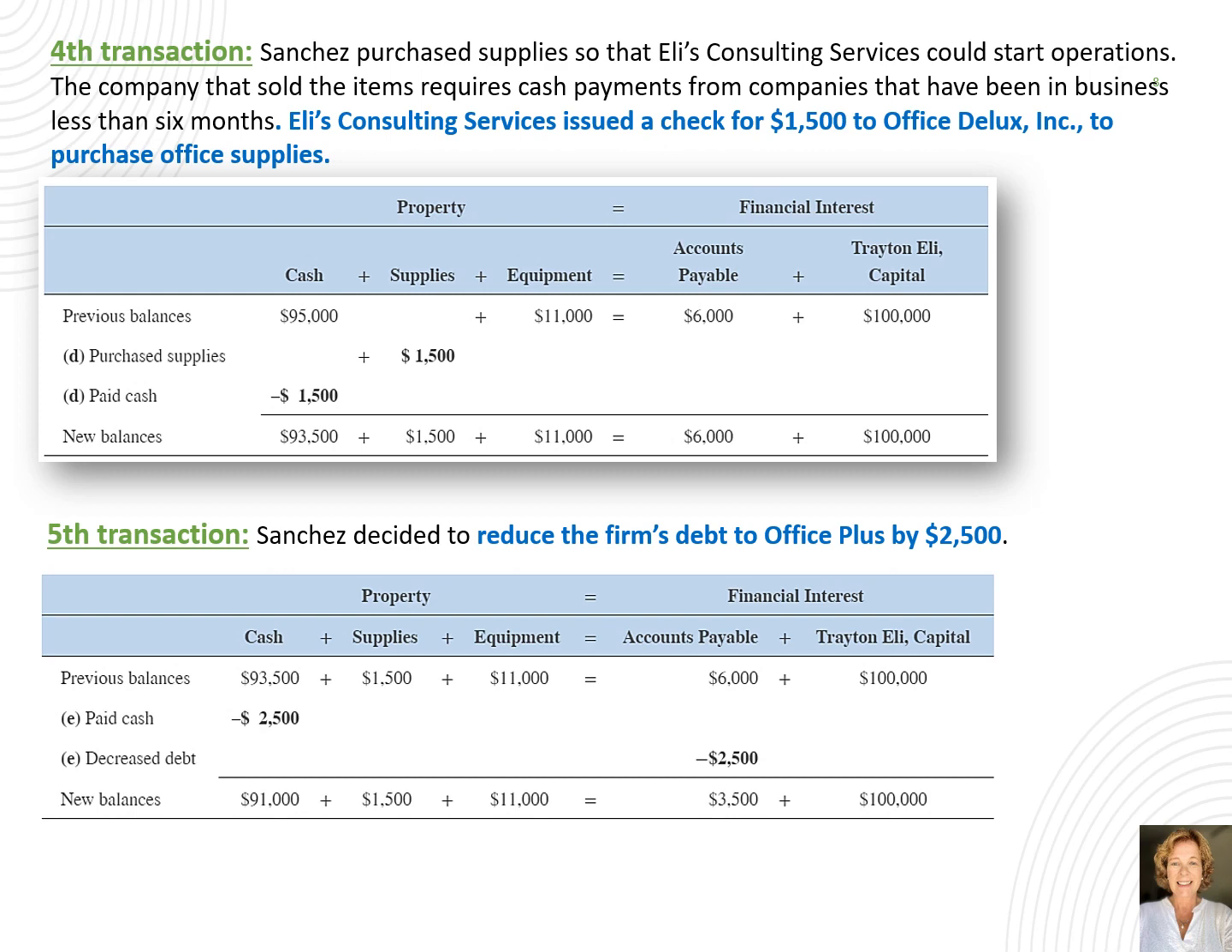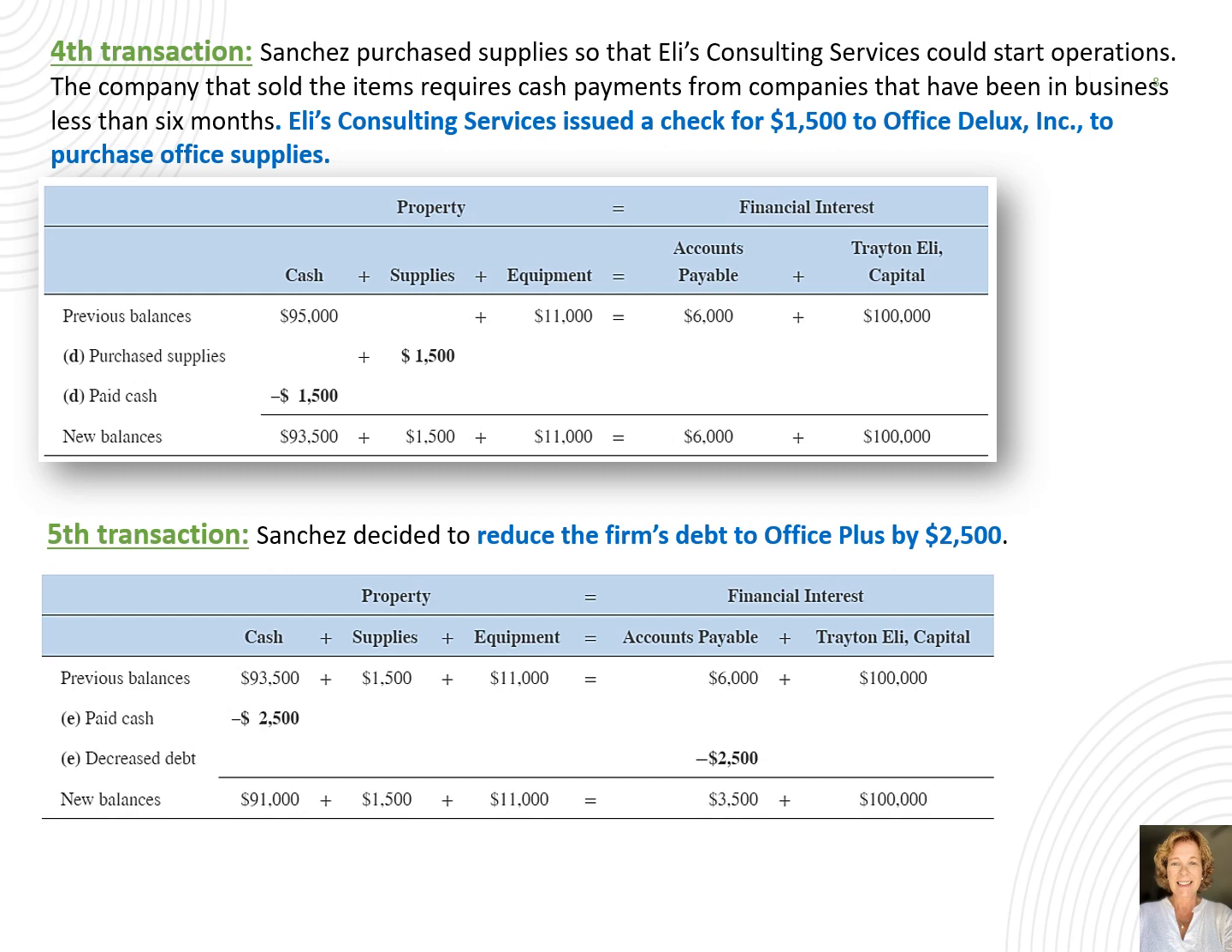So let's write that into our table. We'll add an additional column for supplies and add $1,500. And we'll subtract $1,500 from cash. The new cash balance is now $93,500. When we add up all property accounts, cash, supplies, and equipment, the sum is $106,000, which is the same amount for the financial interest accounts. Therefore, our equation still holds true.